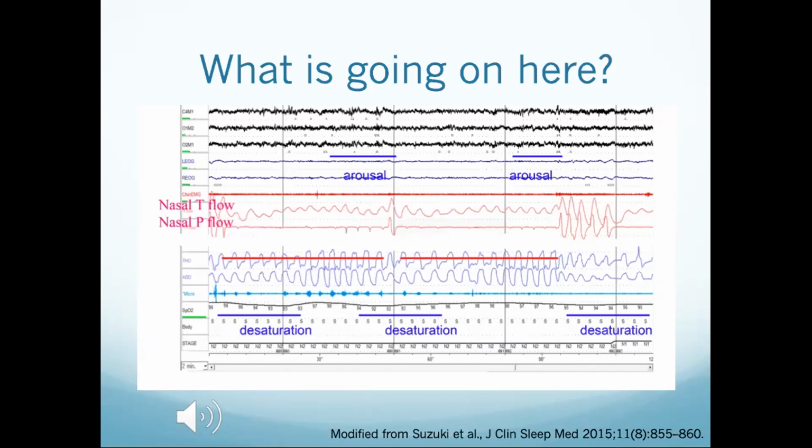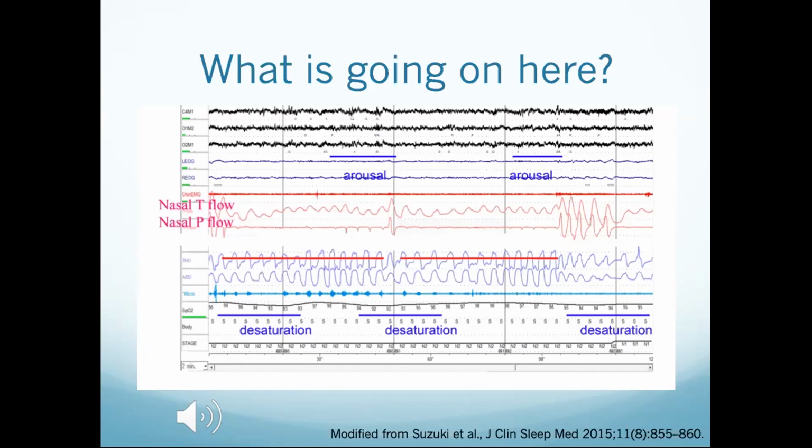So looks like the thermistor's on top and the pressure flows underneath. And it looks like at the beginning, you're having some kind of tachypneic or hyperpneic breaths, and then the pressure signal sort of drops off and the thermistor continues. And then you have the increase in your thoracic and abdominal deflections, followed by an arousal, and then kind of a resumption of, looks like maybe one breath.